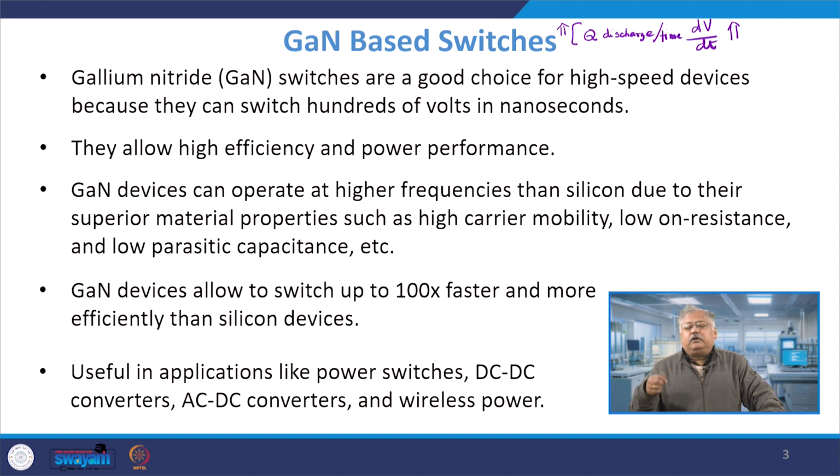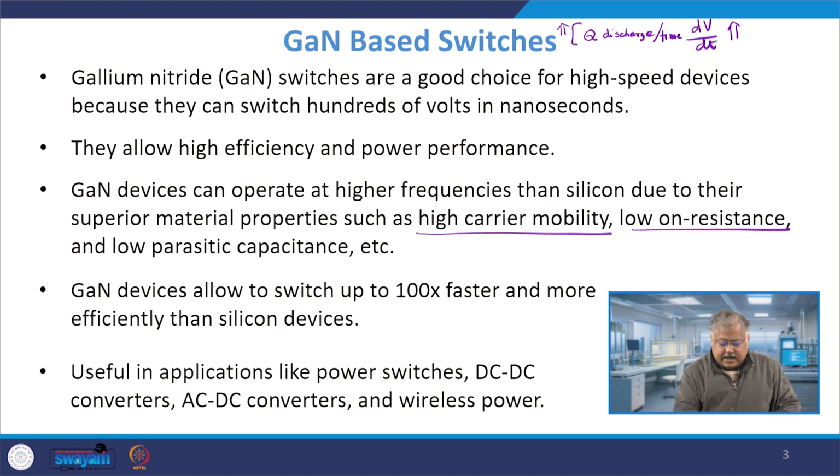Moreover, since the electron mobility is higher, these GaN devices, which is the third point, can operate at much higher frequencies than silicon. As I've already pointed out, why is it so? Because of its high carrier mobility, low on resistance and low parasitic capacitances as compared to the same amount of silicon material which you use. So typically it can operate at much higher frequencies as compared to silicon. That's one of the basic advantages of GaN based devices, that its operating frequencies are much higher as compared to silicon.